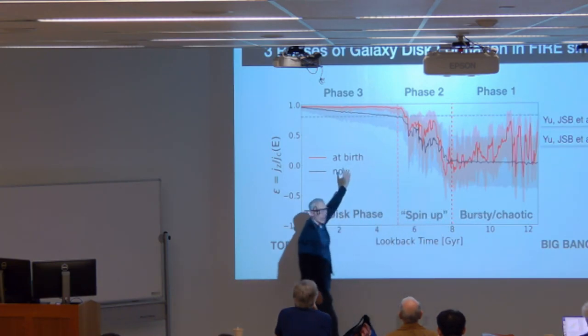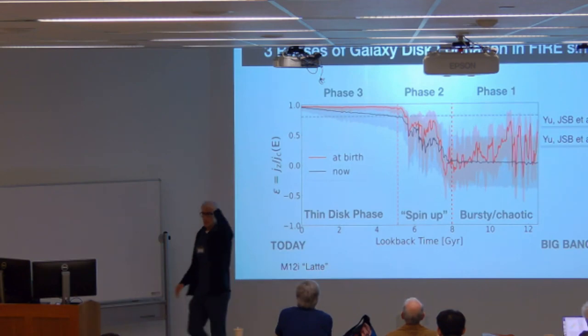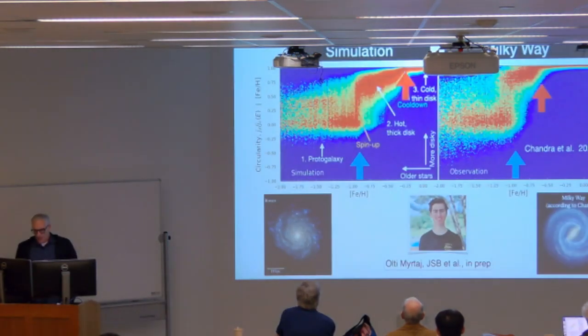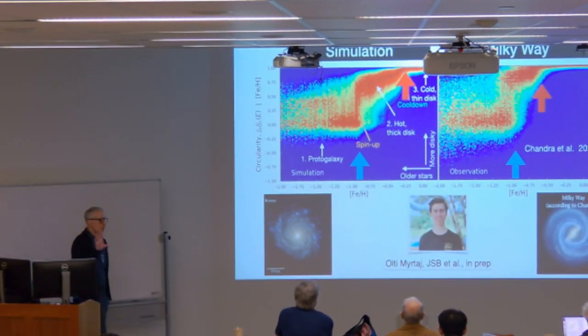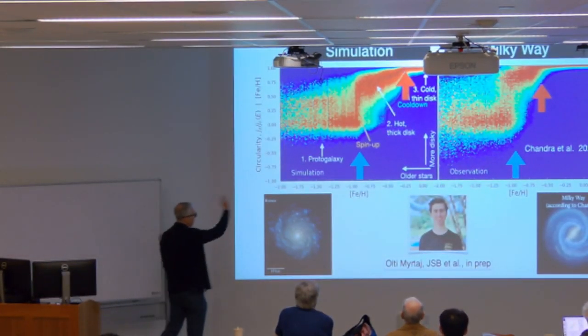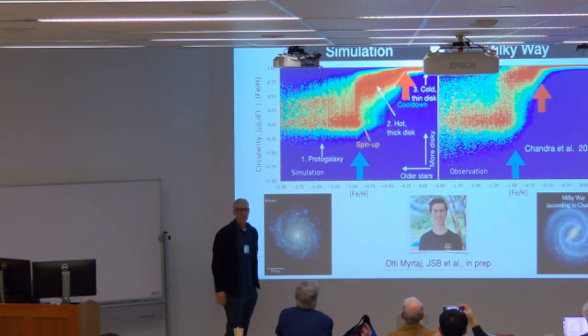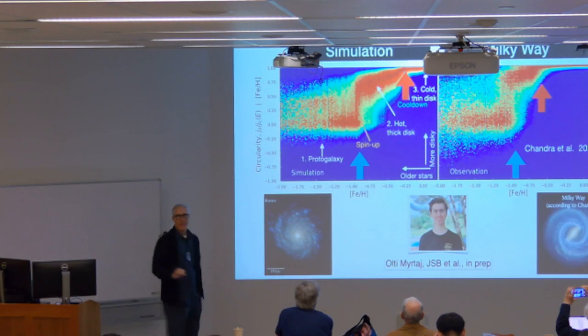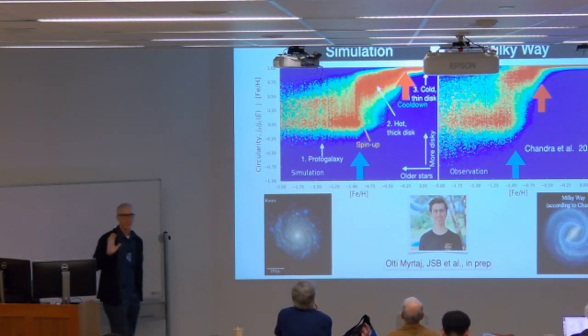You track it even archaeologically, as we're doing in the Milky Way. If you track it archaeologically, you see it there too. Olti will show this later, but you can make the same plot that Chandra et al. made. If you use the same color scheme, etc., you can plot them all. And it's remarkable how similar these two things look.